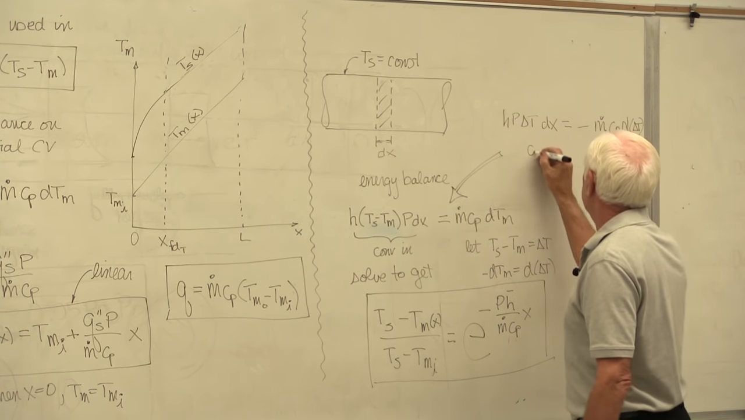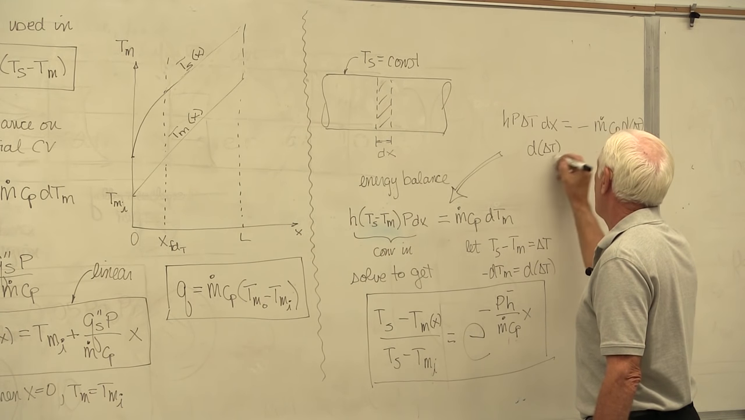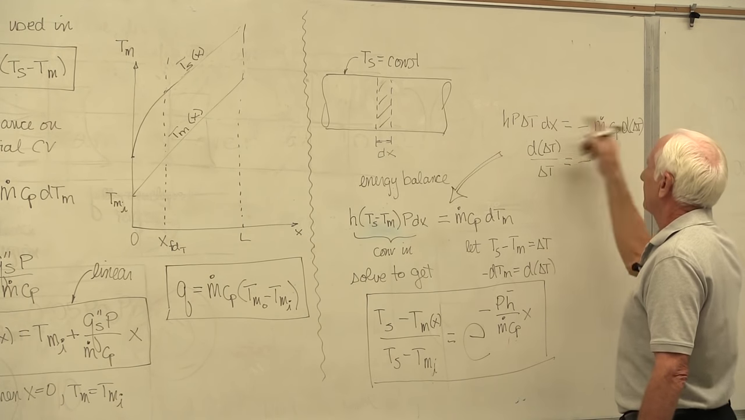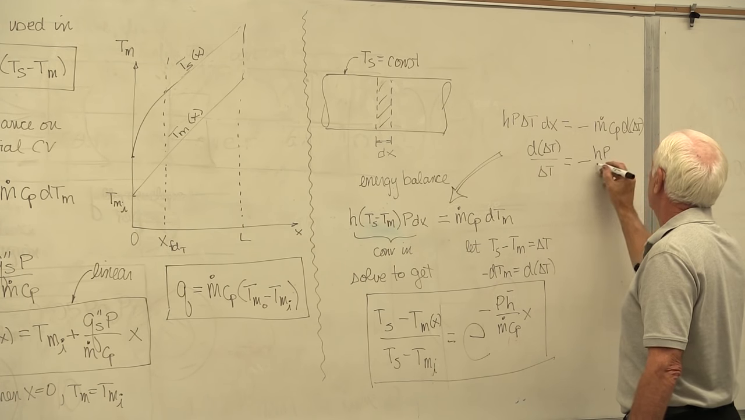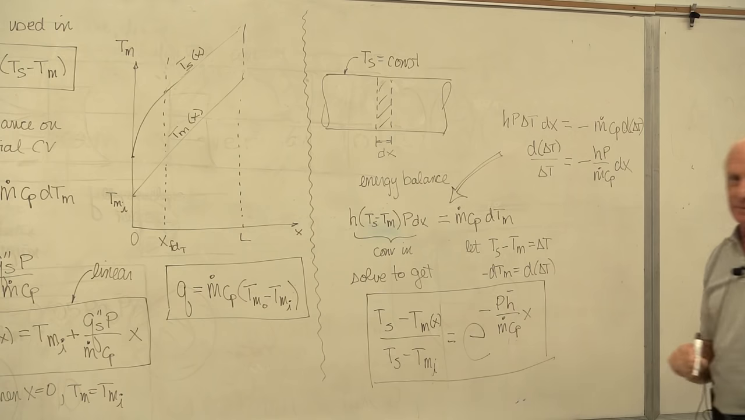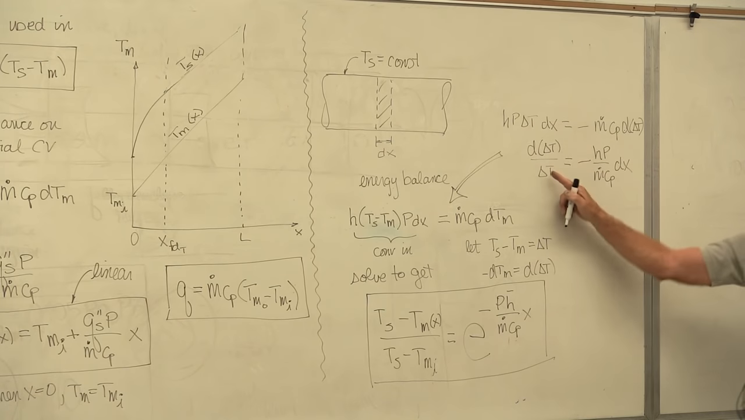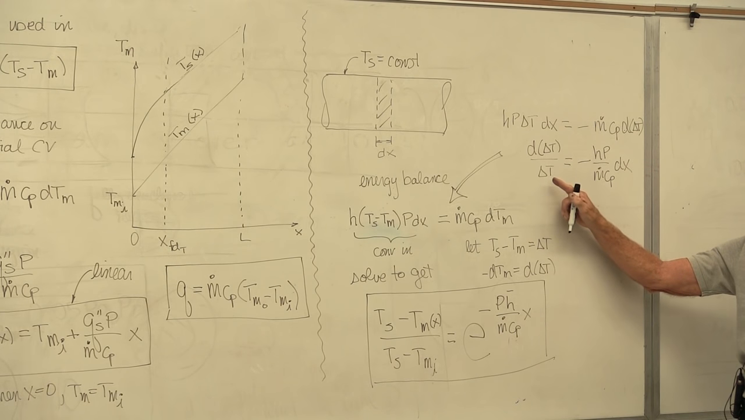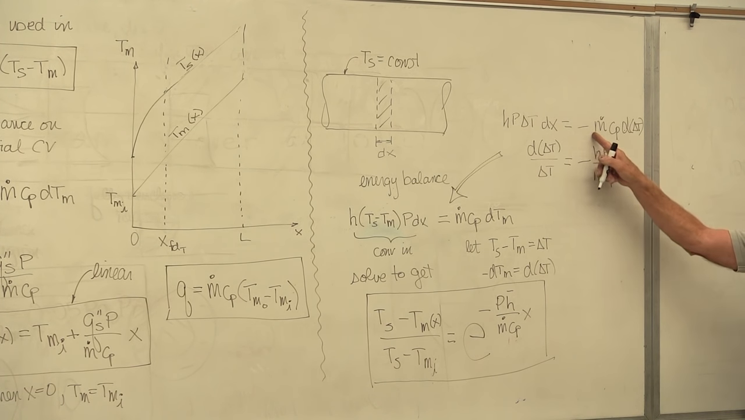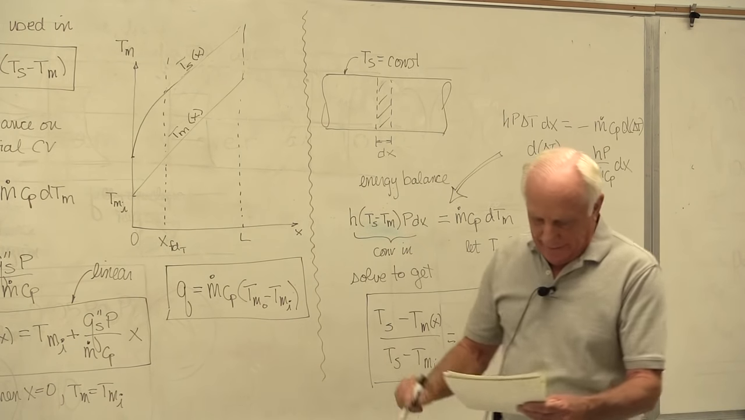You want to separate these? d delta T over delta T is equal to minus h P over m dot C sub p dx. That's all the gory details. Go ahead and integrate both sides. Integrate dx over x. What do you get? Natural log. Take the inverse of natural log. What do you get? Exponential function. There's where it came from. Okay. What do we do? All we did was change the variable to make the differential equation look neater and cleaner.